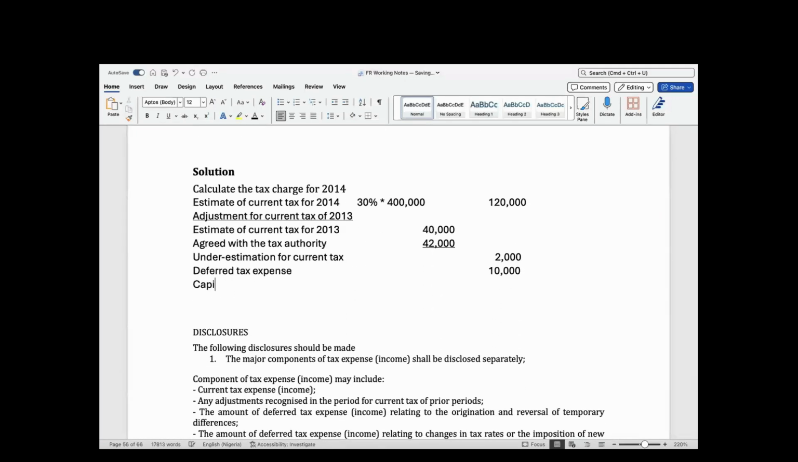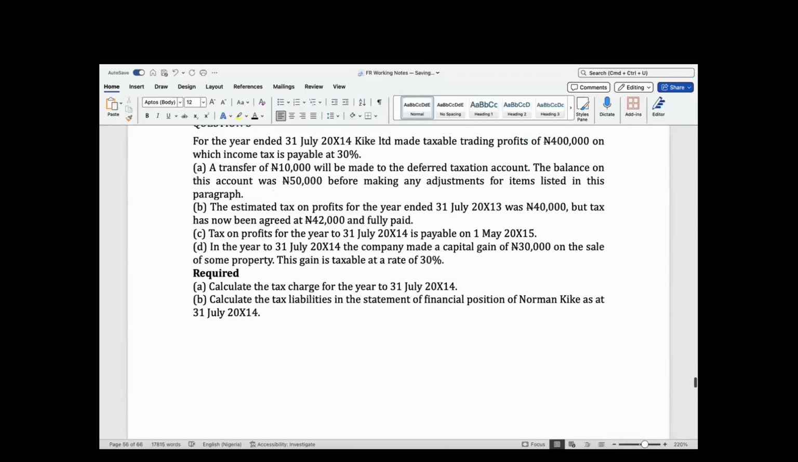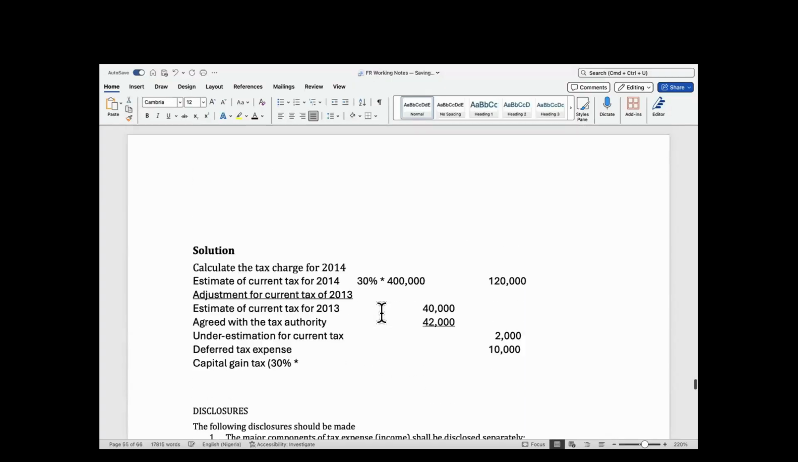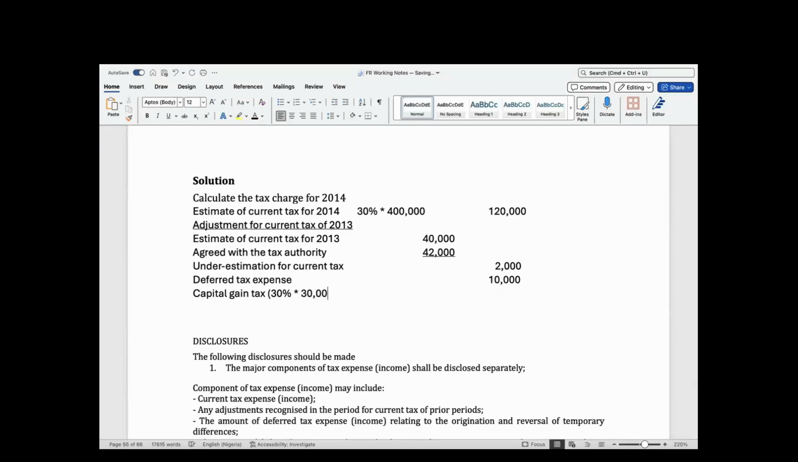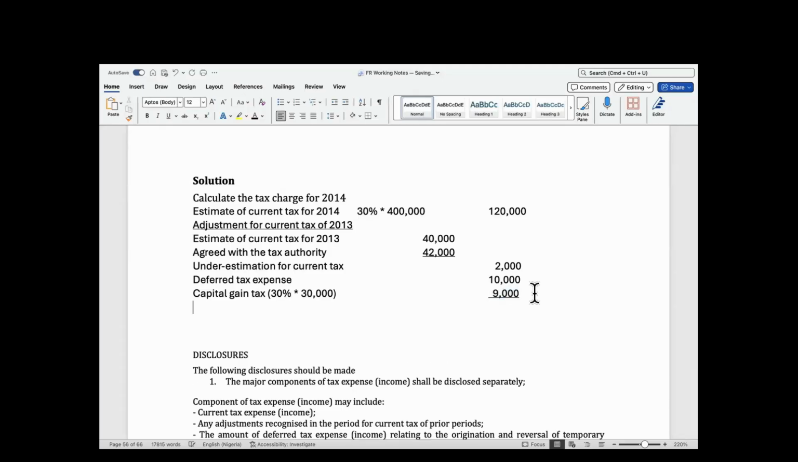So we have a capital gain tax, which is 30% times the gain, and the gain is 30,000. That's 9,000. So we would have a total income tax expense of how much? What do we have? Is that not 141,000? That's the tax charge.